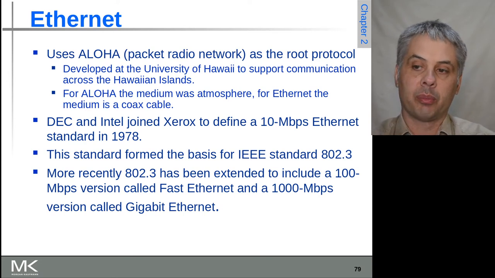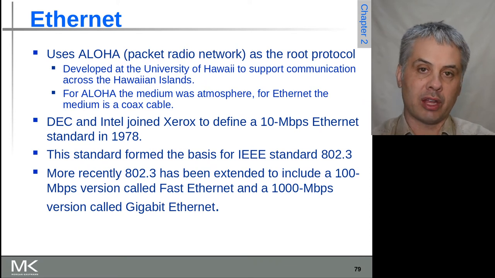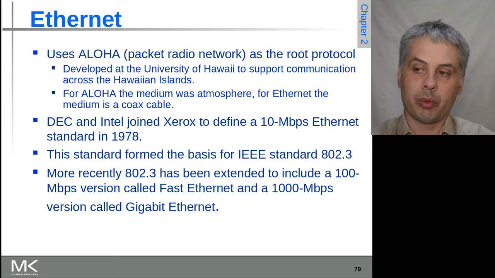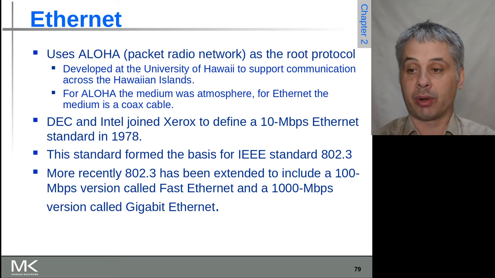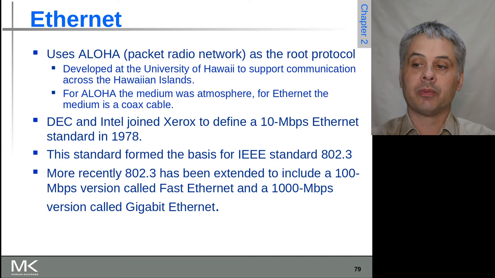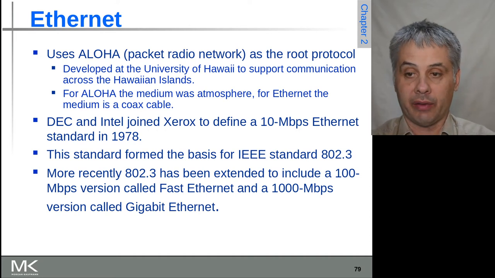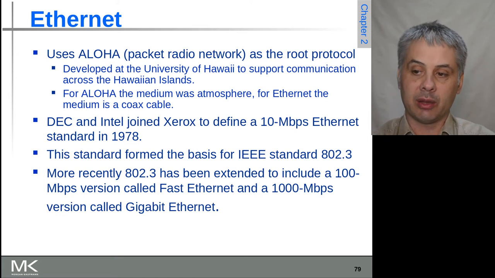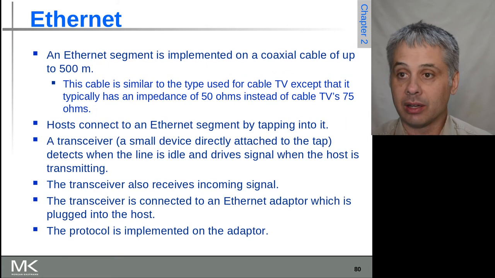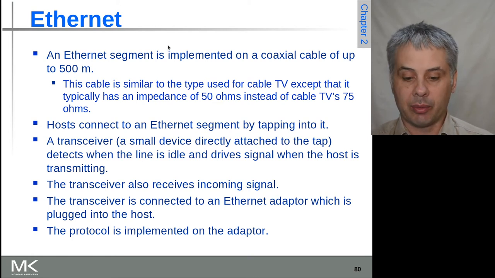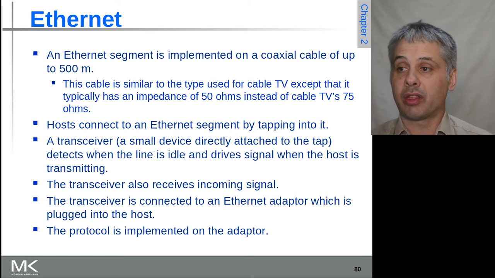So by the late 1970s, the first 10 megabit Ethernet standard was defined. And what we now know today as the IEEE 802.3 standard is Ethernet. And there have been multiple revisions to that. So we now have the 100 megabit fast Ethernet, we have gigabit Ethernet, 10 gigabit Ethernet, and it continues to be developed because, again, the abstraction is one that works really nicely and effectively.